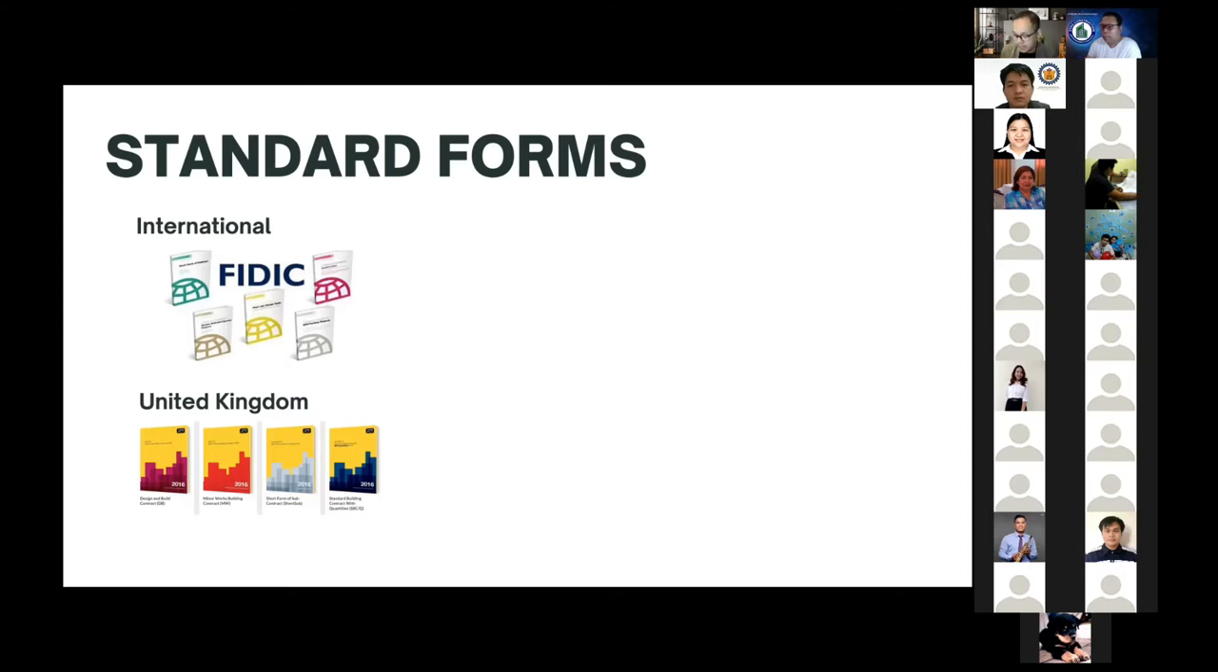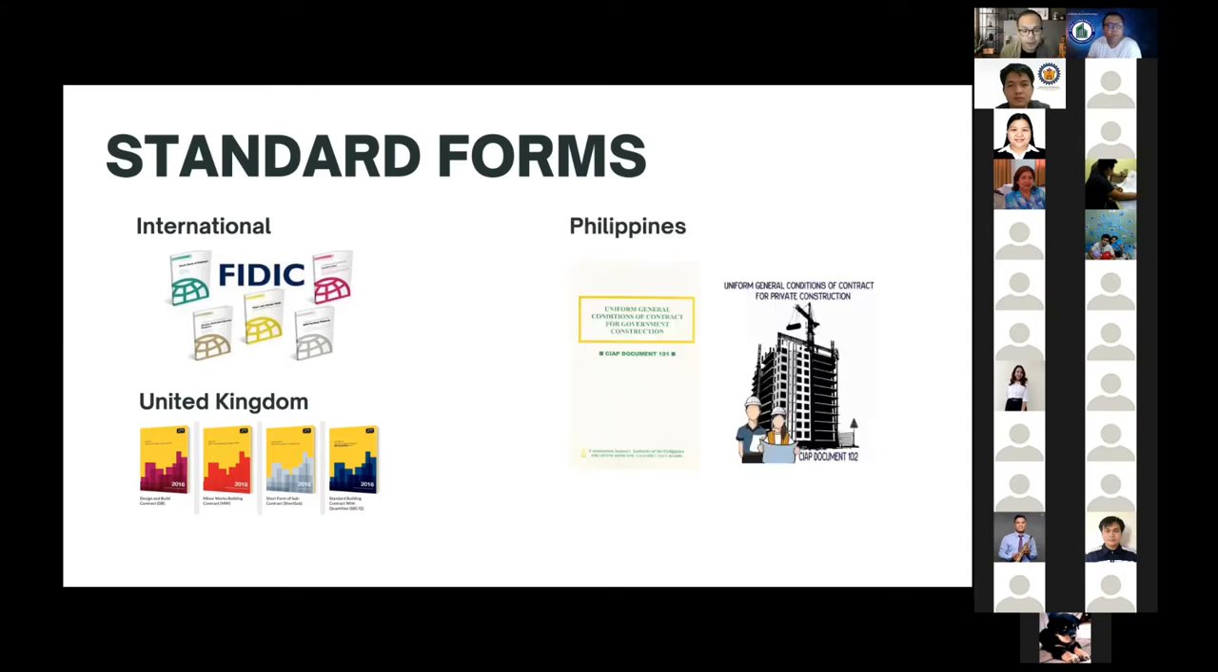And finally, in the Philippines, we have what we call the Uniform General Conditions of Contract for government construction and for private construction, both issued by the CIAP, or the Construction Industry Authority of the Philippines.